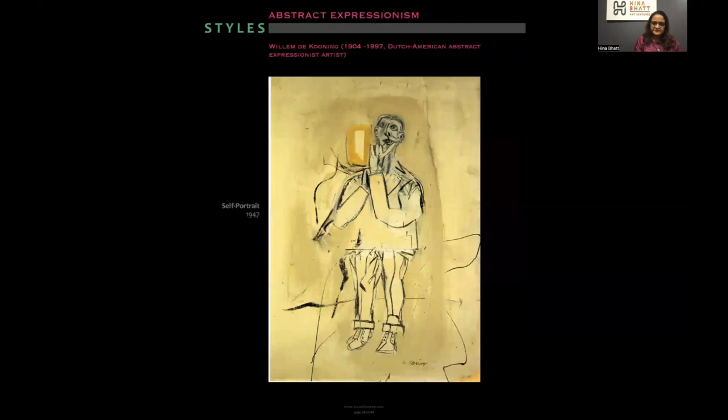Lovely. And now we come to the master of abstract expressionism in America, William de Kooning, one of my favorite artists. He is such an amazing abstract painter. I just love his work, his abstract work. I love his figurative works too. But here is one of his self-portraits that he did.